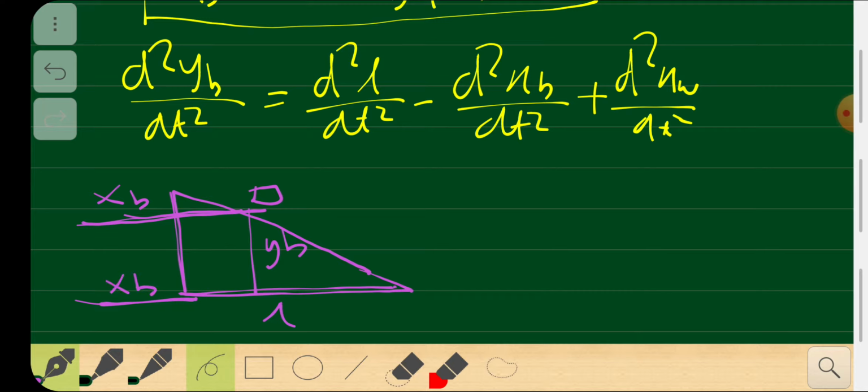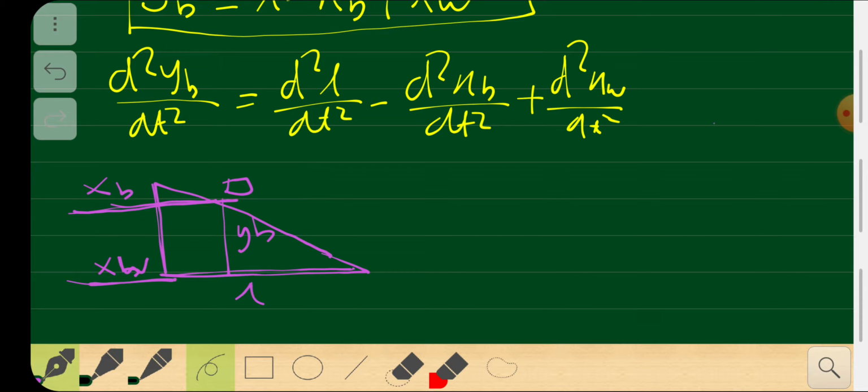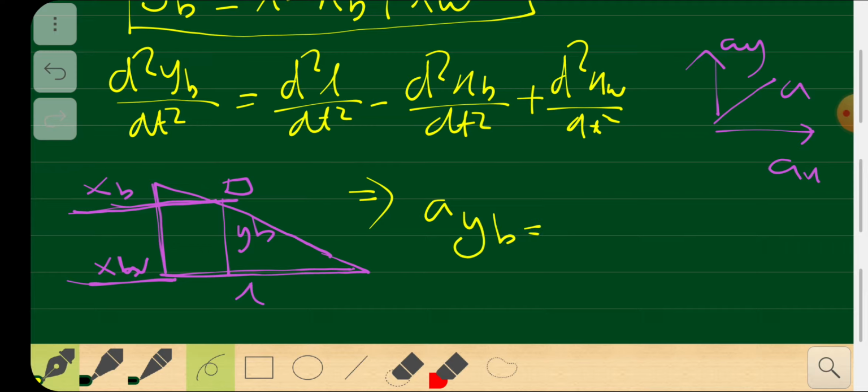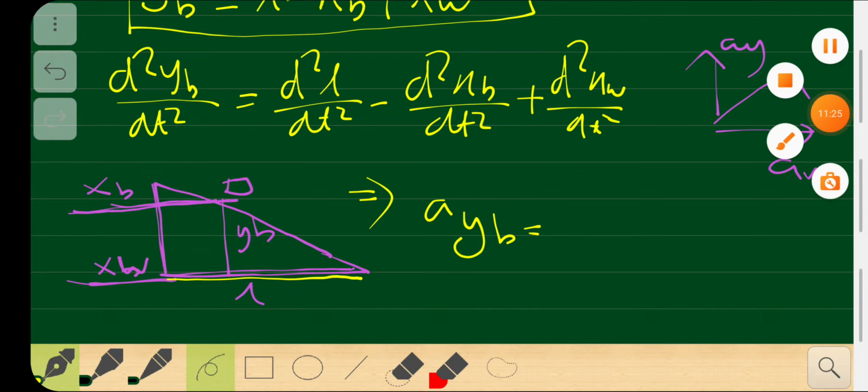So what is d square yb by dt square? It's the acceleration in the y-axis for the box. That is the component of acceleration in the y-axis, ay. So you can write that ay of the box on the right side must be equal to d square l by dt square. The length of the base of the wedge is not going to change, so that is going to be 0.